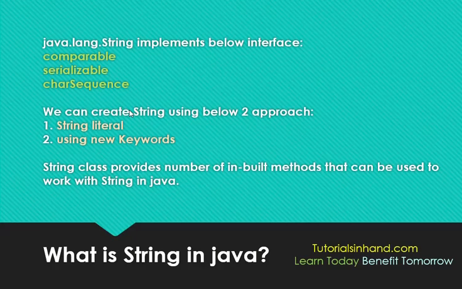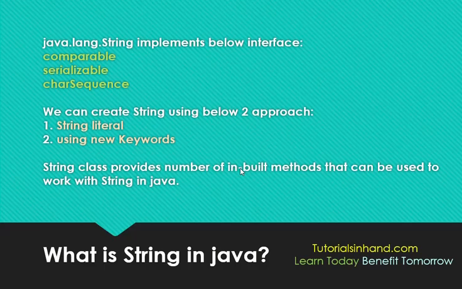And the important point for now is that we can create string using the below two approaches, something like string literal and using the new keyword. And the string class provides a number of inbuilt methods that we can use to work with string. We have several important inbuilt methods, like length, indexOf, charAt, creating the substring, and similar to this there are a lot of methods that we will see.